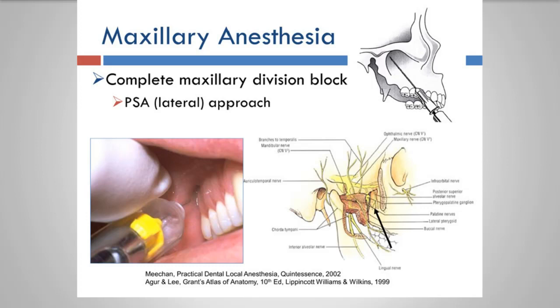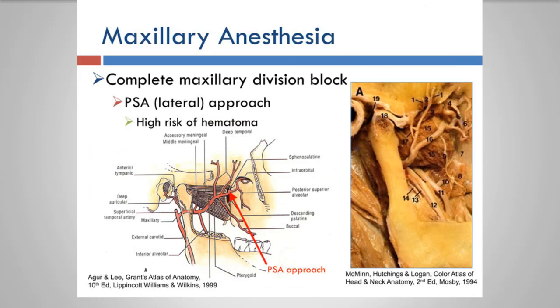So, with the complete maxillary division block, using the lateral approach, the posterior superior alveolar approach, essentially it's the same technique that we use to do a conventional posterior superior alveolar block to approach the foramina on the posterior of the maxillary tuberosity. The only difference here is that we're going to go about twice as high, twice as deep. We're going to angle up and back in more distinctly above the maxillary tuberosity.